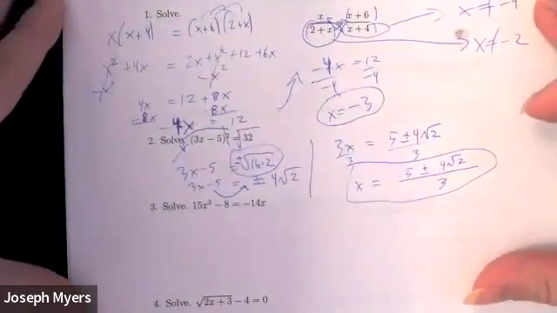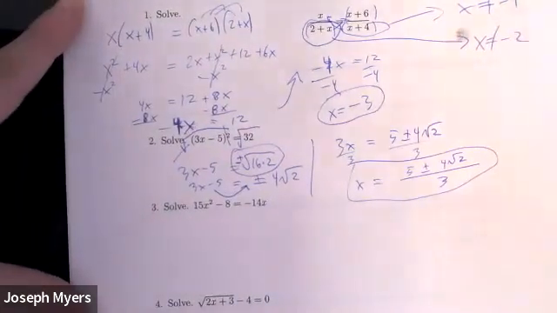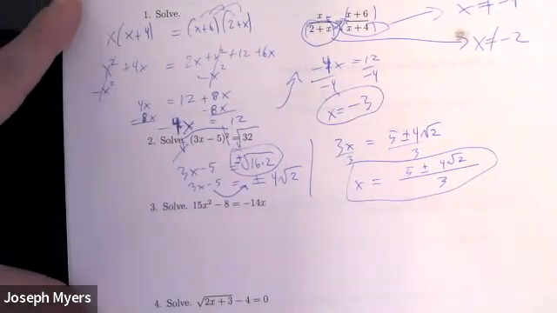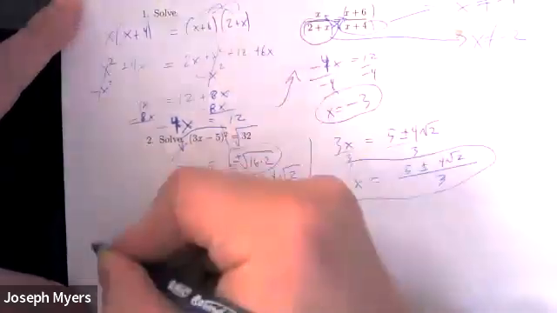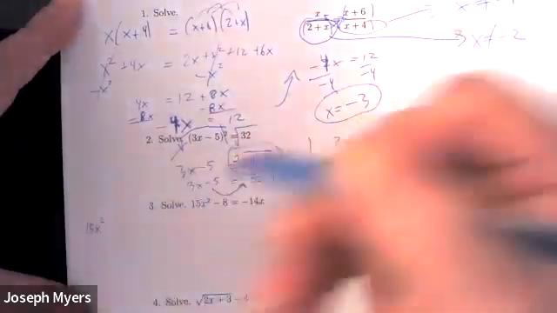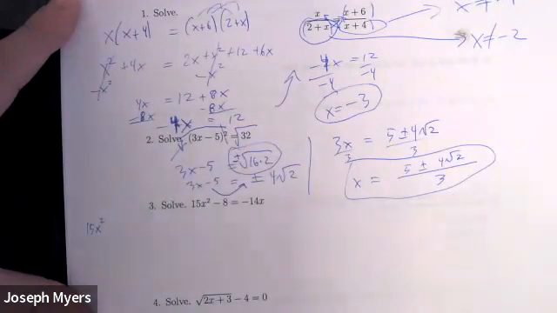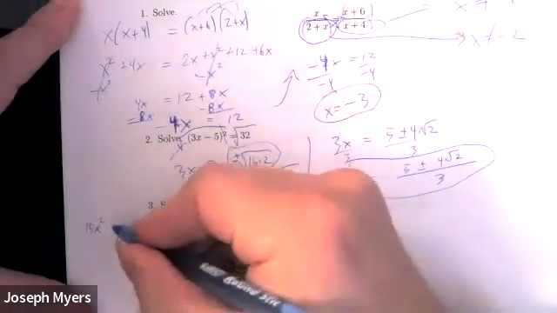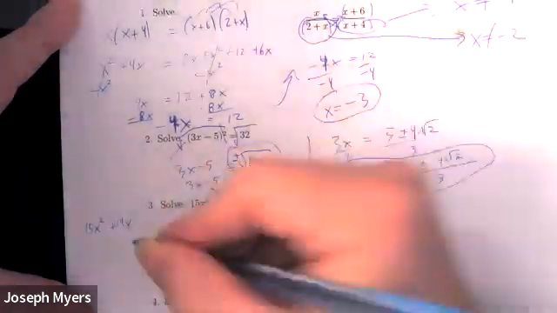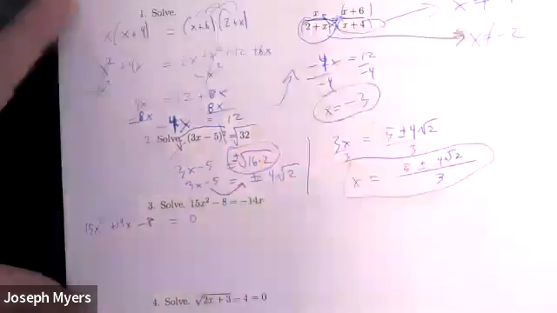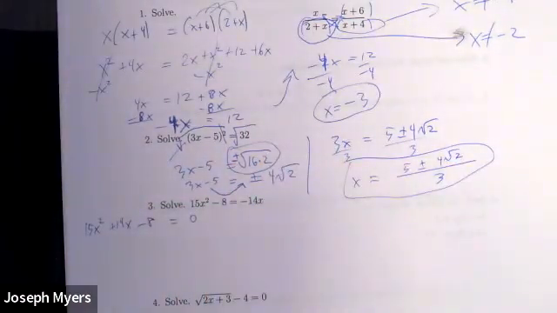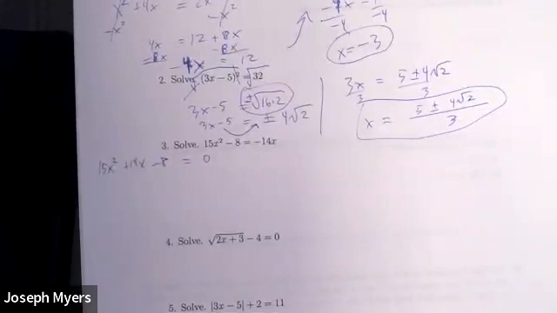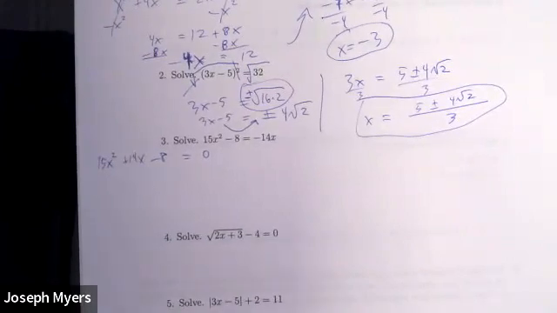So our first step is to get it equal to 0 on one side. So it'll be 15x squared, and then that negative 14x moves to the left side, so it becomes positive 14x, and then negative 8 equals 0, right? Now I'm going to use that special factoring method that I taught you before.